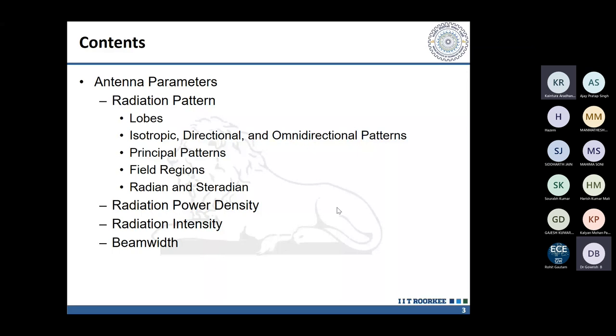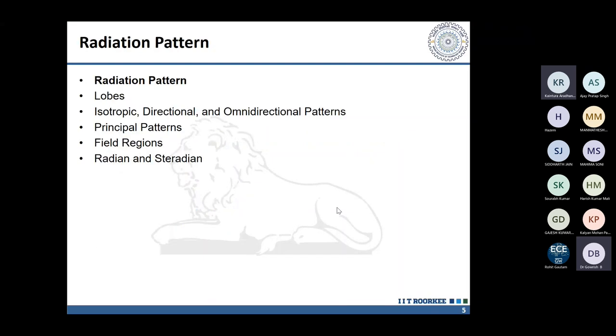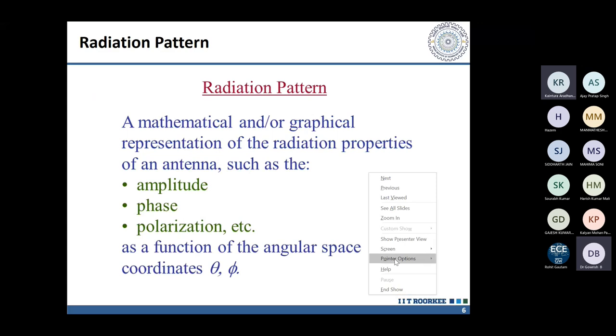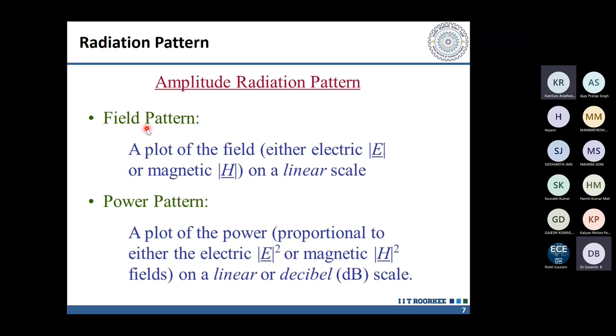So we were dealing with antenna parameters, namely the radiation pattern. Radiation pattern is a graphical representation of the radiation properties of an antenna. Very often it is the amplitude pattern which is plotted. It's very important to note that the radiation properties are plotted as a function of the angular space coordinates, theta and phi. So it could be a field pattern or it could be a power pattern.